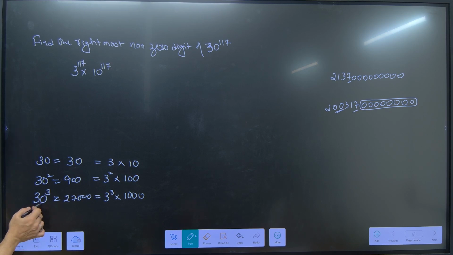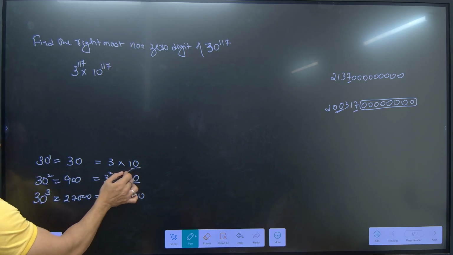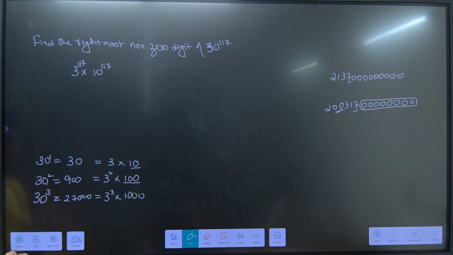That means 10 cube means 3 zeros, 10 square means 2 zeros, 10 raised to the power 1 means 1 zero. Here, this 3 cube is 27. That means this is the rightmost non-zero digit.